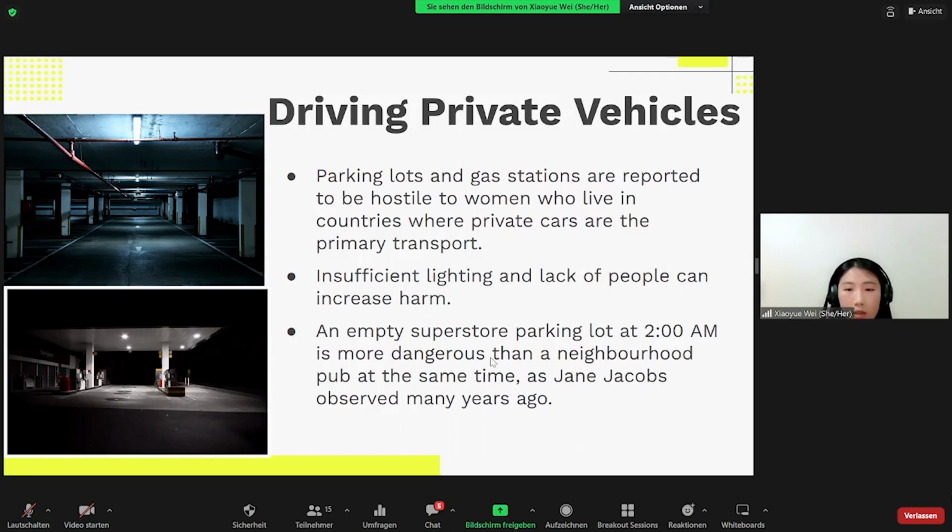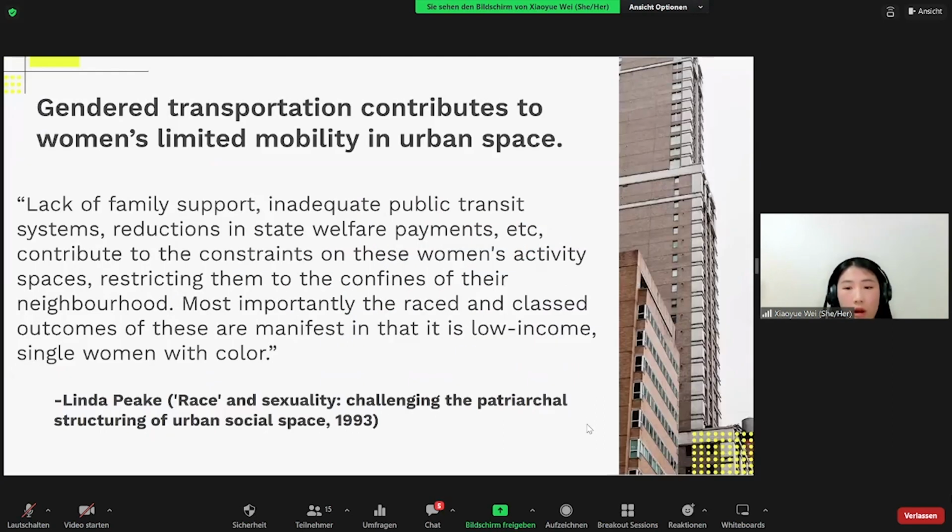An empty supermarket parking lot at 2 a.m. can be more dangerous than a neighborhood pub at the same time, as Jane Jacobs observed many years ago. So our observations lead to the conclusion that gendered transportation contributes to women's limited mobility in urban space.